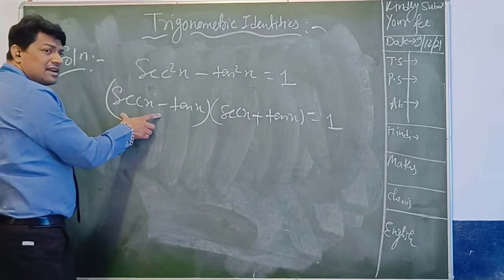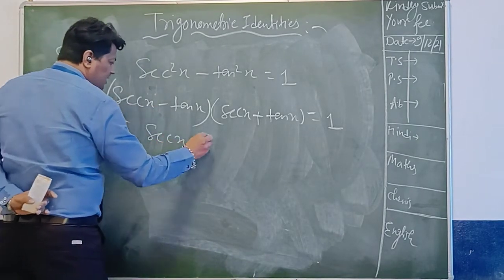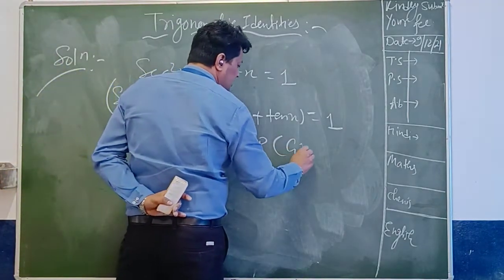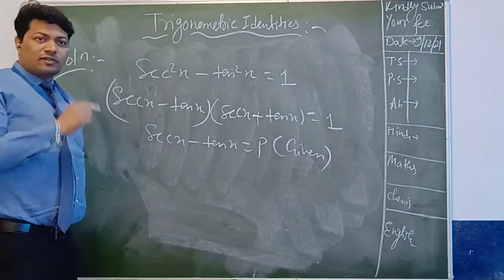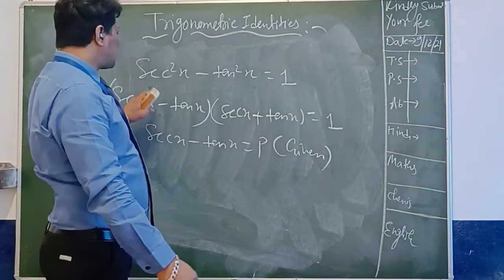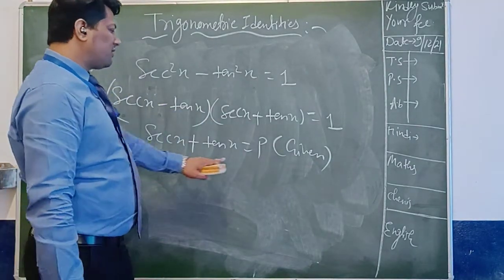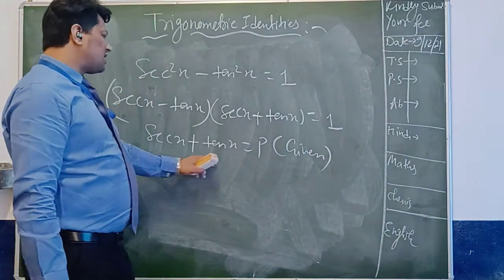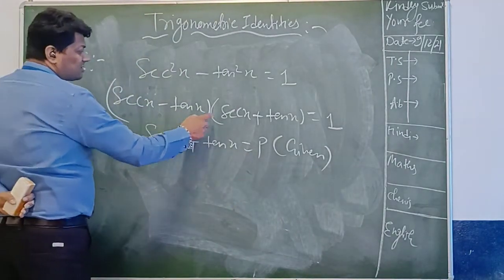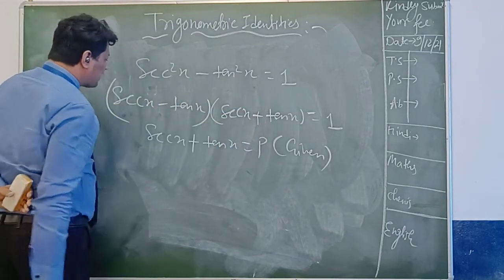Sec x minus tan x equal to p is given in the question. Sorry for that, sec x plus tan x equal to p is given. Now we have sec x minus tan x, sec x plus tan x equal to 1, and sec x plus tan x equal to p given.